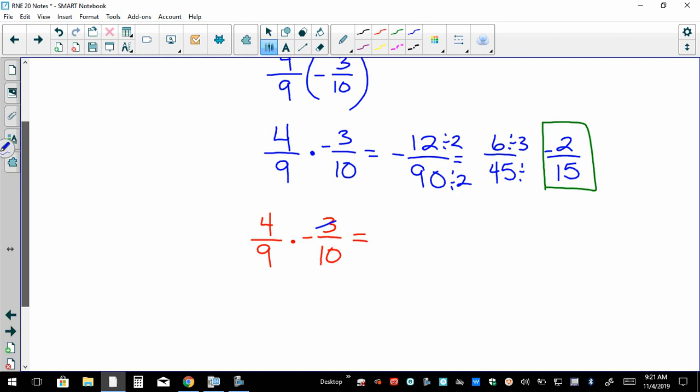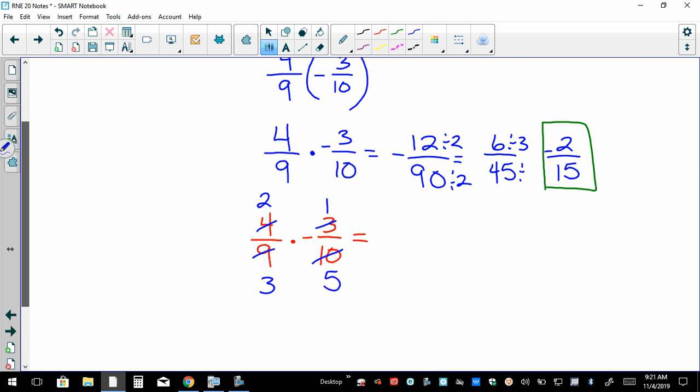3 goes into itself how many times? 3 goes into 9 how many times? 3. Is there a number that goes into 4 and 10 evenly? 2. 2 goes into 4 how many times? 2 goes into 10 how many times? 5. Now I multiply across.